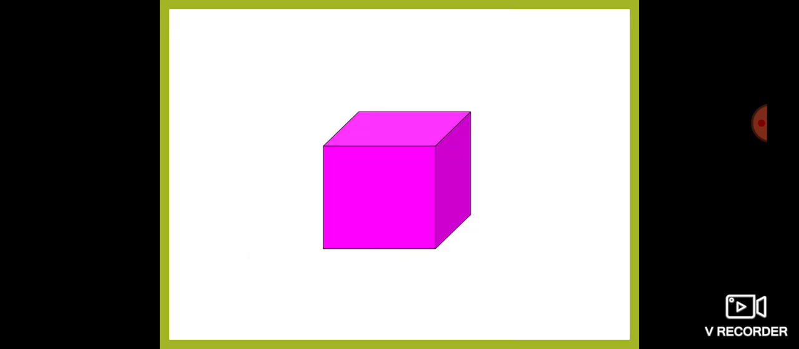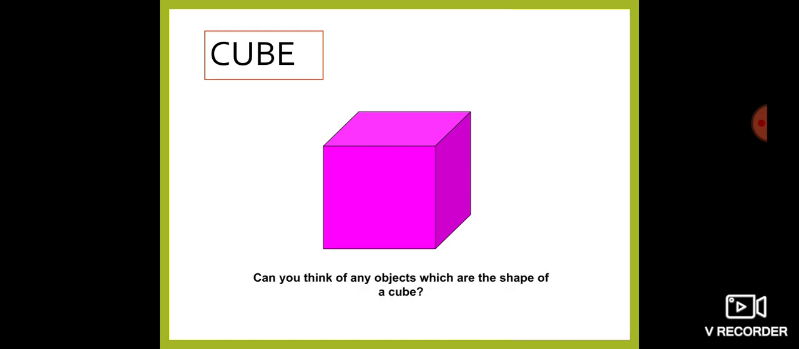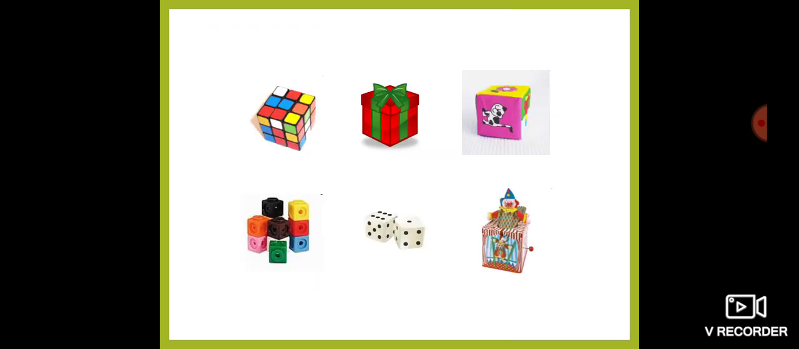Yes, you can see these figures, so many figures around us are in the cuboid shape. These are cuboid shape. Next, what is the name? Cube. This is the shape of a cube and there are many things in the shape of a cube. These are the examples of cube. All the shapes you are familiar with.